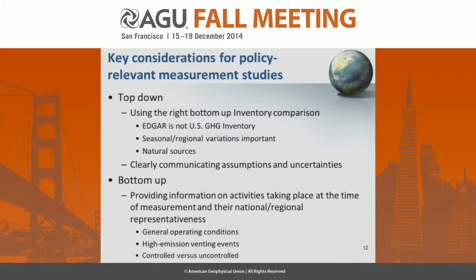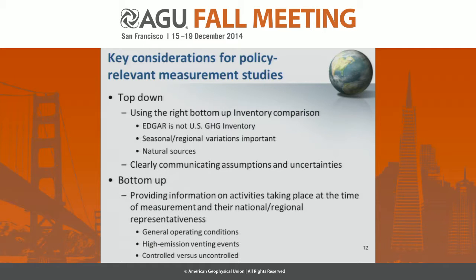We spent a lot of time reviewing new studies on greenhouse gas emissions and thinking about how the data can be used to improve our emissions estimates. We have some general thoughts and some key considerations for policy-relevant measurement studies. For top-down studies, using the right bottom-up inventory comparison is really important for us to look at that data and compare it to what's in our inventory to see if it's an over or underestimate.